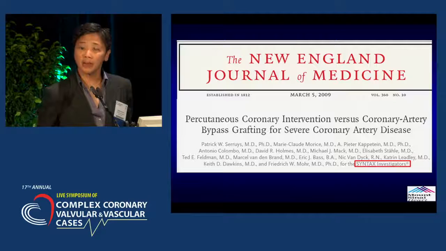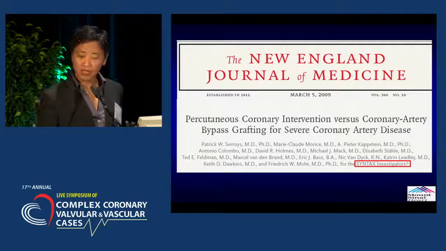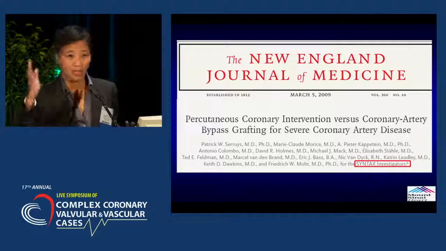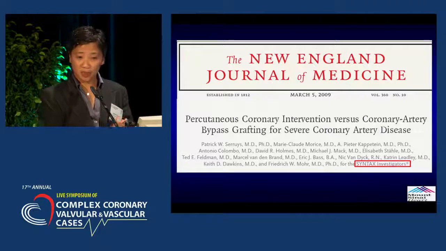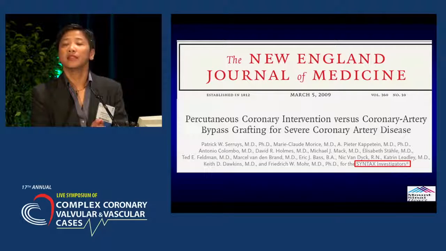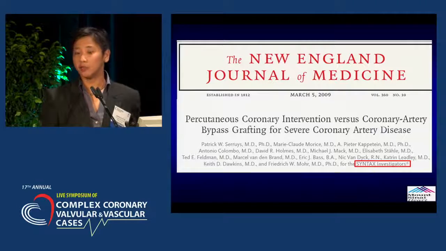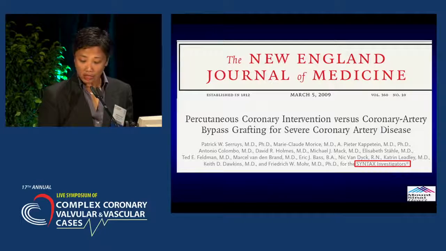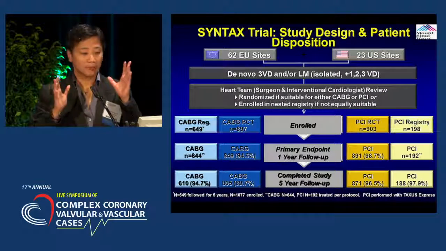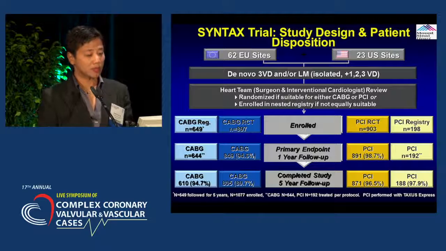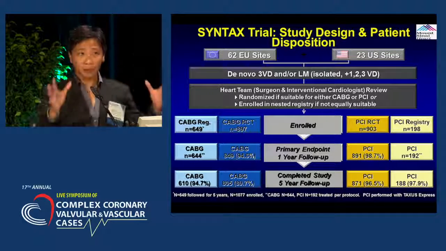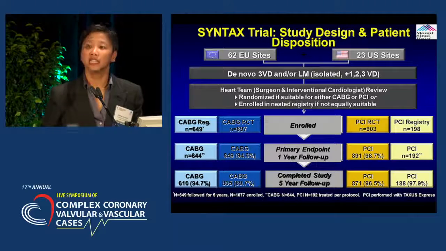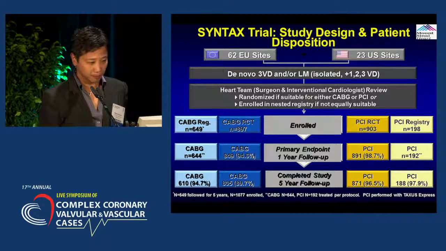All right, so another topic now. We go to the SYNTAX trial. They established the task force. We have established that we have to screen if it's appropriate or not. Then we have to score the lesions to make sure, what if there are so many blockages? This trial is a randomized controlled trial. You have multiple blockages. Should I send you for bypass? Should I send you for PCI? Let's check the results. How will you perform?